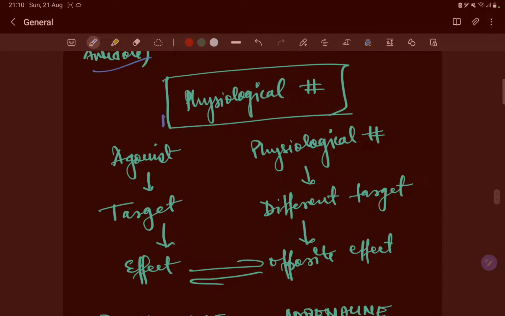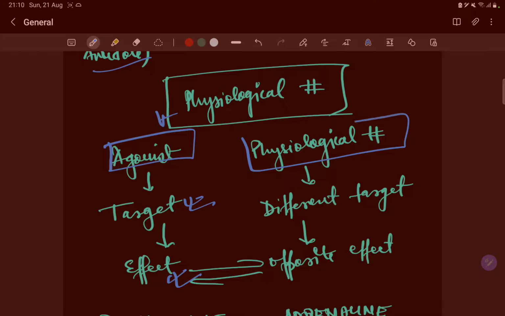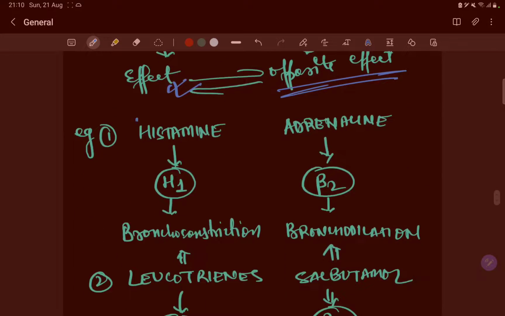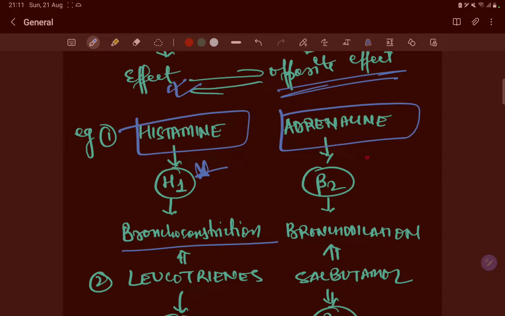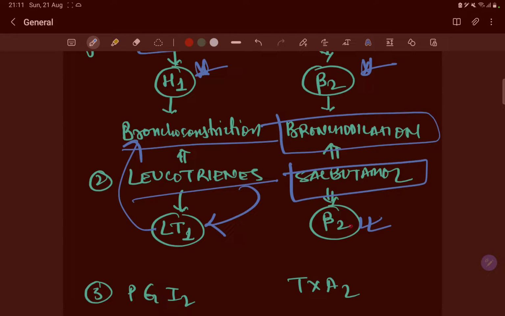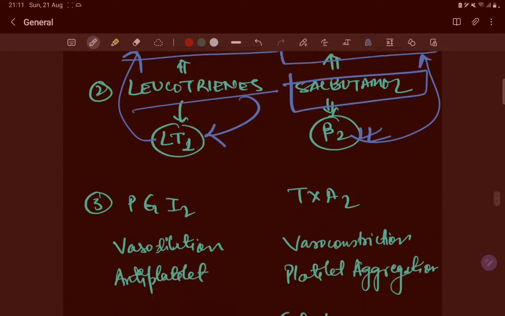Now the physiological antagonism, that means the agonist will bind to its target and produce the effect, right? A physiological antagonist will have a different target but has the opposite effect. So it will act oppositely. For example, histamine will act on receptor H1 and produces bronchoconstriction, but adrenaline will act on beta 2 receptor and causes bronchodilation. Similarly, leukotrienes will act on LT1 to produce bronchoconstriction, and salbutamol, a beta 2 agonist, will act on the beta 2 receptor to produce bronchodilation. So they are acting on different receptors, but they are producing opposite actions.